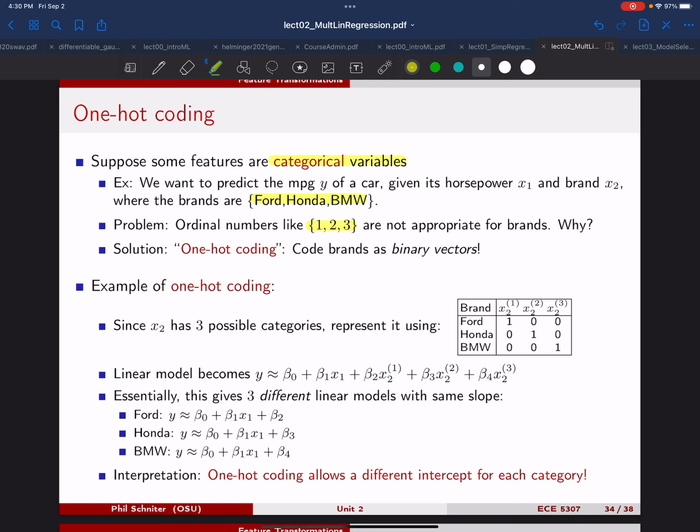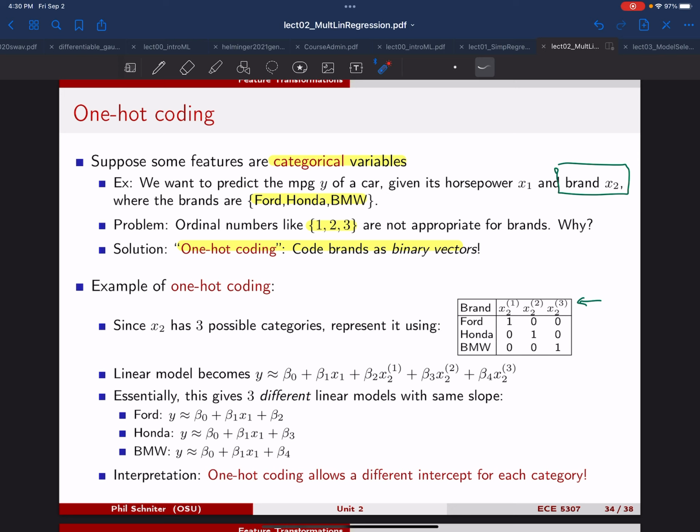So we have to figure out some other way to describe brands. And this idea of embedding them in a feature space is exactly what we're going to do. This is called one-hot coding. We're going to code brands as binary vectors. So let me be specific about what we mean. Here's a little table that shows exactly one possible way of doing it. We're going to expand this brand, which originally was just a real number, X2, into a vector, into 3 different entries here: X2 sub 1, X2 sub 2, X2 sub 3. Depending on the sample, if it's Ford, we're going to set those 3 as 1, 0, 0. If it's Honda, we're going to set them as 0, 1, 0, and if it's BMW, 0, 0, 1.